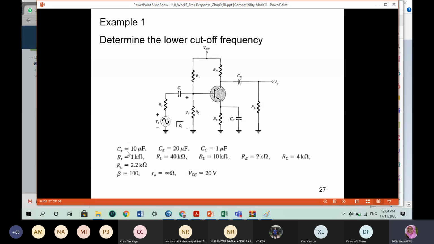Given that CS is equal to 10 microfarad, CE is 20 microfarad, CC is 1 microfarad, and then the individual resistances: RS is 1K, R1 is 40K, R2 is 10K, RE is 2K, RC is 4K. Here you see the values are not very close. And RL is 2.2K, so they are not that much different. But your beta value given is 100, RO is infinity, and the VCC supply here is 20 volts.